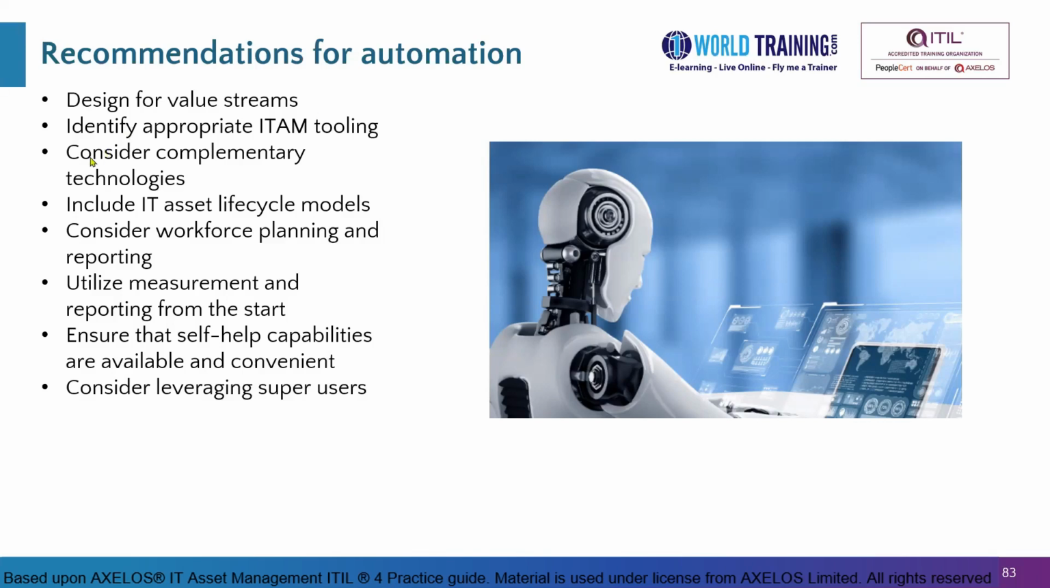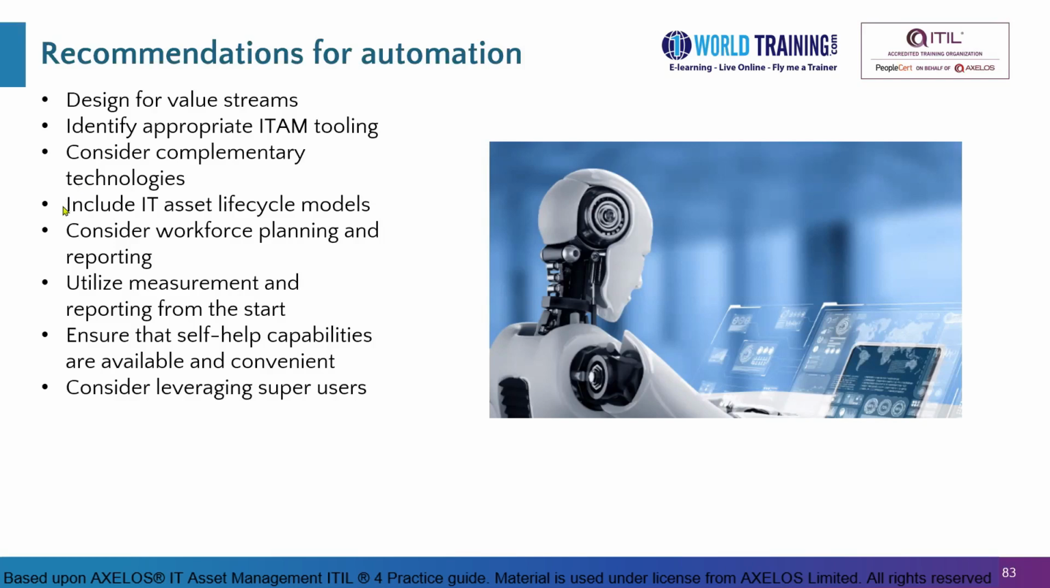Then we have consider complementary technologies as the next one, which means there can be add-ons or modules that can increase the efficiency of item. For example, barcode or RFID scanning technology for tracking and managing assets, and to update the IT asset register, or for reducing manual data entry issues and saving time. There can also be tools such as mobile device management, mobile application management, software metering, deployment tools, etc. So very technology-based tools can be used.